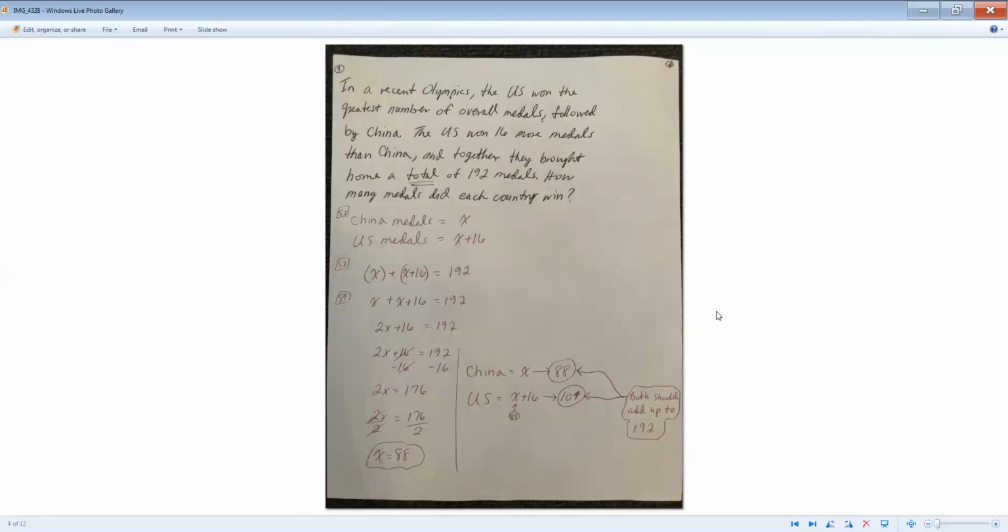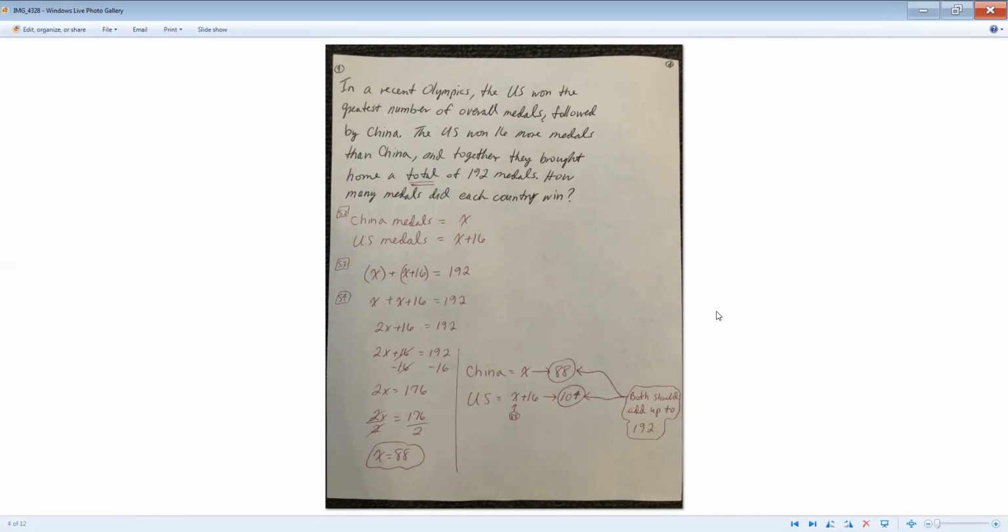All right, we'll do one more. In a recent Olympics, the U.S. won the greatest number of overall medals, followed by China. The US won 16 more medals than China, and together they brought home a total of 192 medals. How many medals did each country win?